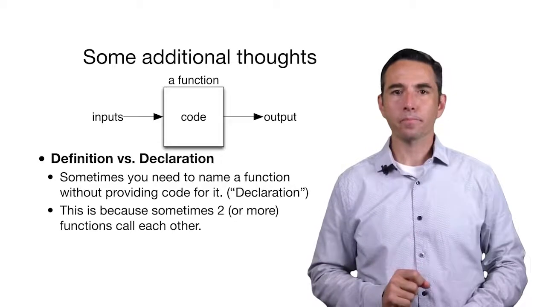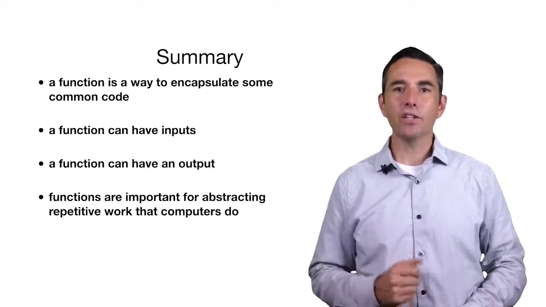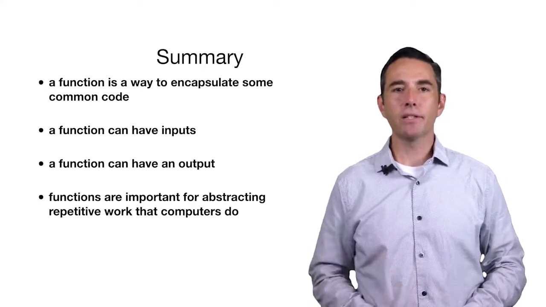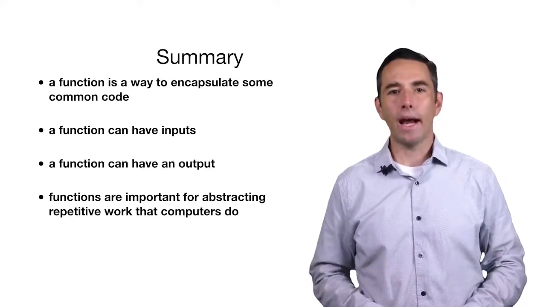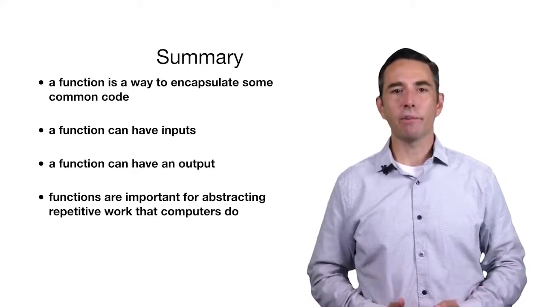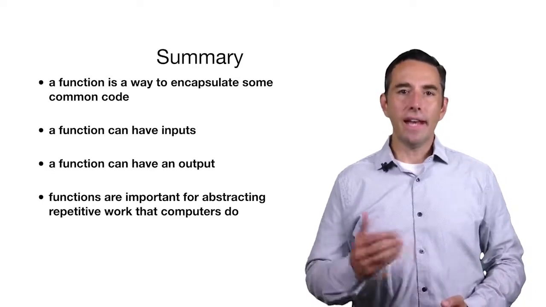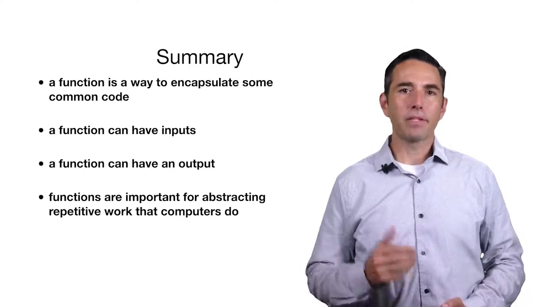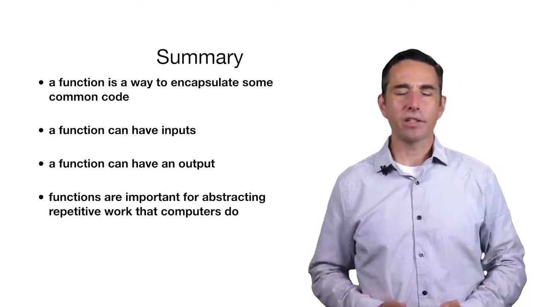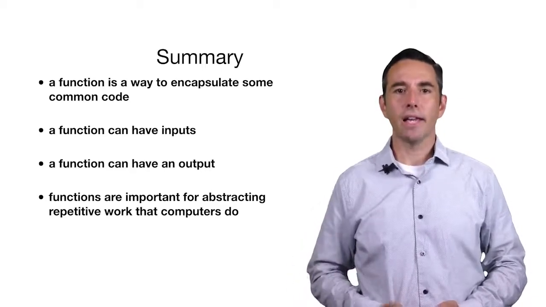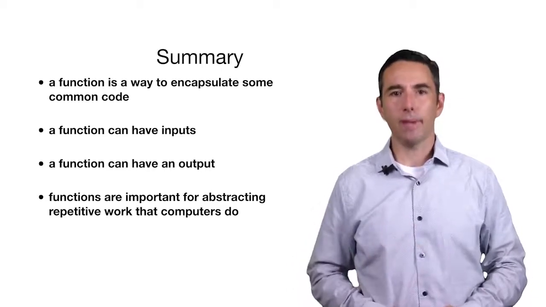So in summary, a function is a way to encapsulate some common code. A function can have multiple inputs, and a function can have 0 or 1 output. Functions are really important for abstracting repetitive work that computers do. In the next lecture, what I'm going to bring up is some more information about functions and some of the ways that calling functions repeatedly can impact our computing environment. Thanks.